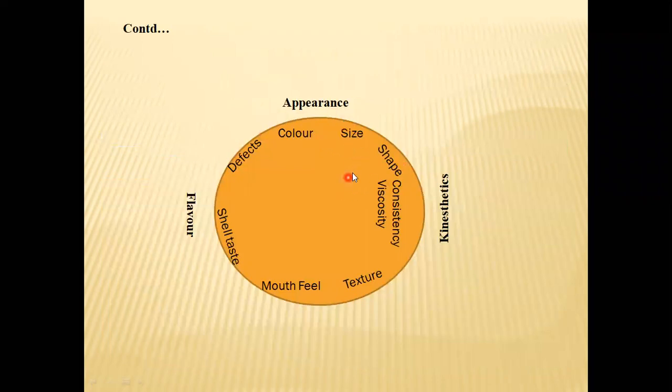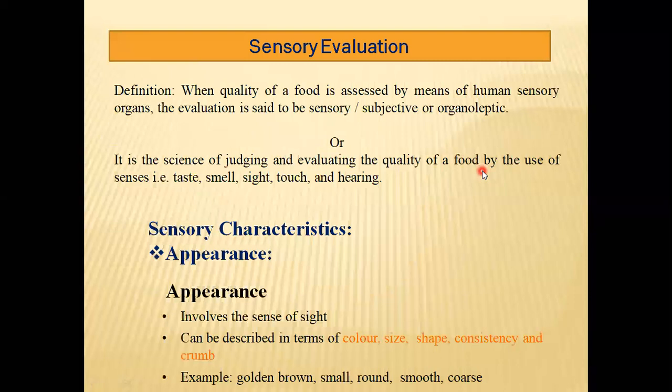See which appearance, flavor and kinesthetics has, and the factors in which it is divided. It is shown in this circle. That is appearance, which is divided into defects, color, size, shape. Then flavor, it is also related with the smell and taste. Then mouth feel, where texture is important, and consistency or viscosity is important.